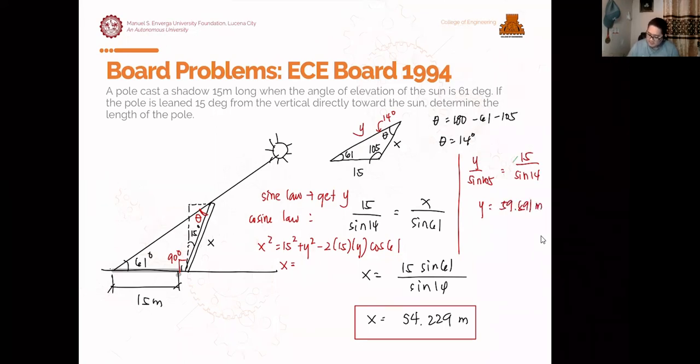Then substitute nyo yun dito sa value dito. Okay? 15 squared plus yung value ng y minus 2 times 15 times value ng y cosine of 61. Then square root natin yung answer. Ang lalabas ng nasagot ay 54.229, which is exactly equal nito.